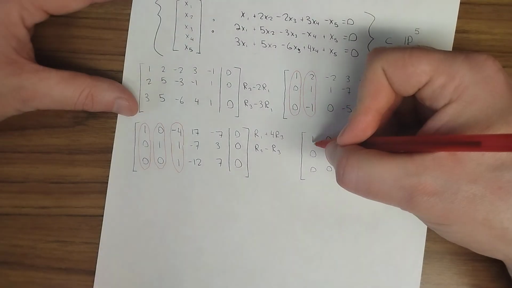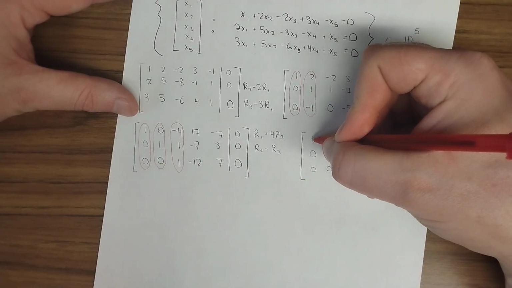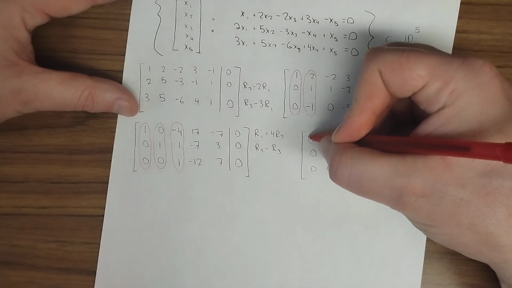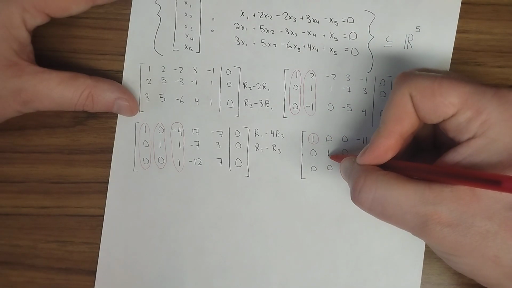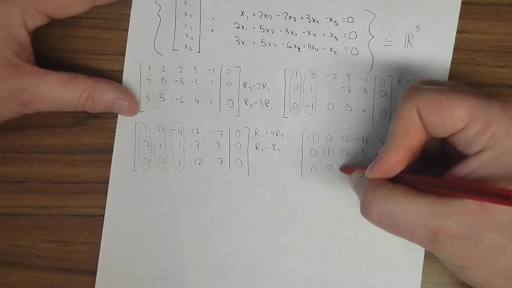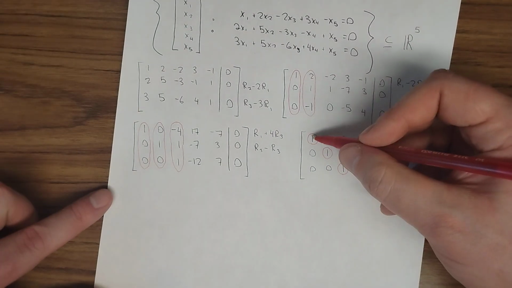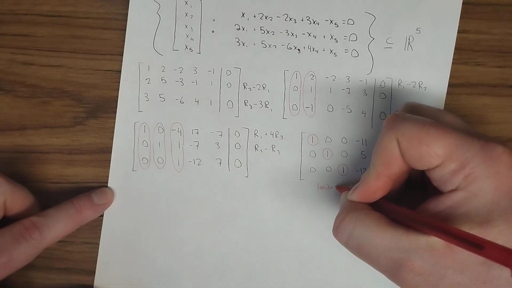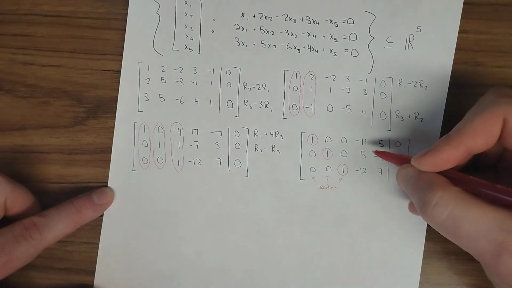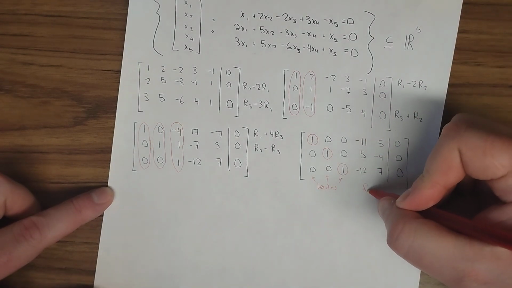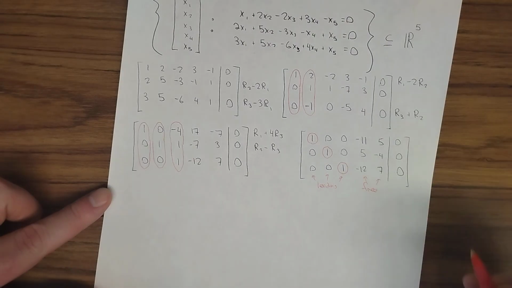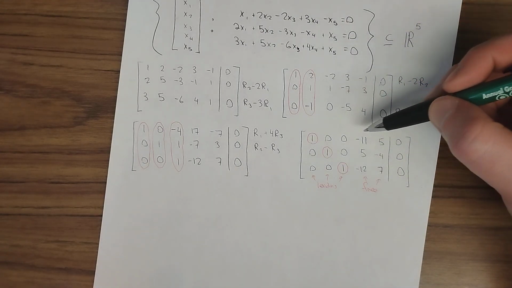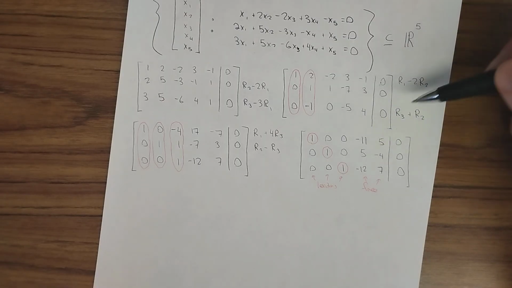Let's find our leading entries. These are the ones that we got. So the leading means the first non-zero as I go from left to right on each row. So first non-zero in this row is this, first non-zero in this row is this, and then this. These 3 columns are our leading columns. Any other columns correspond to free variables. So this is x1, x2, x3, x4, x5. x4 and x5 are free.